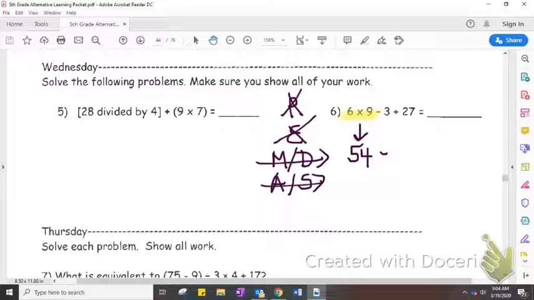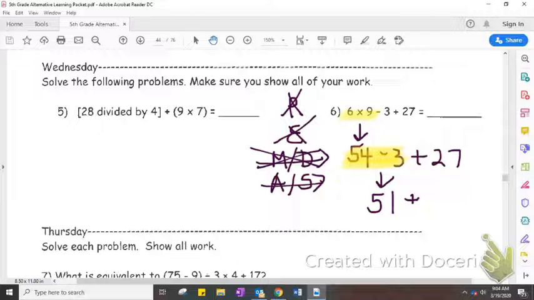So now I'm going to bring down the rest. Minus 3 plus 27. I no longer see multiplication or division. I see subtraction and I see addition. What I do first is what's on the left. So I'm going to start with 54 minus 3. 54 minus 3 is 51. Okay, then I bring down the rest. Plus 27. Now all that's left is addition. 51 plus 27, 78.